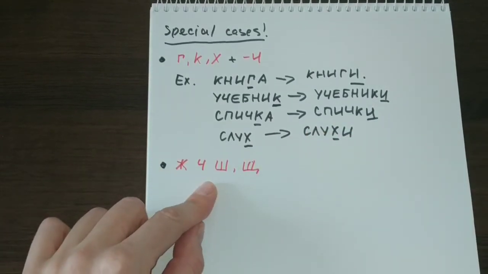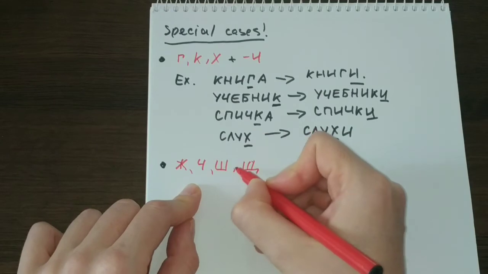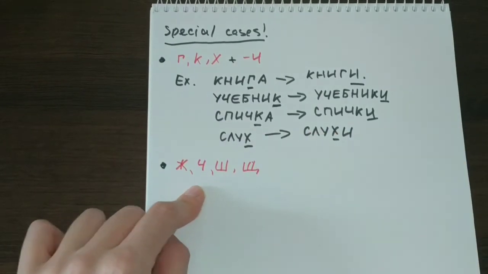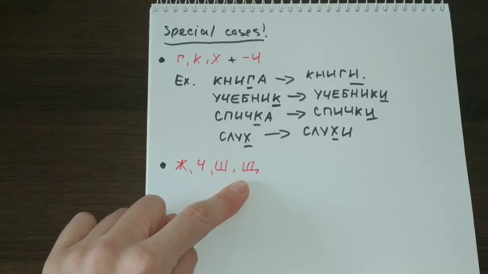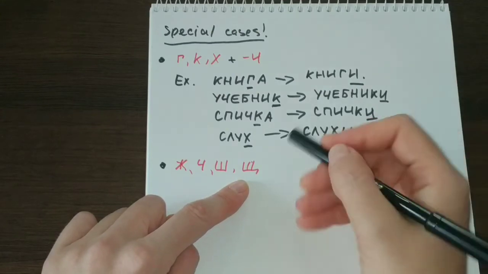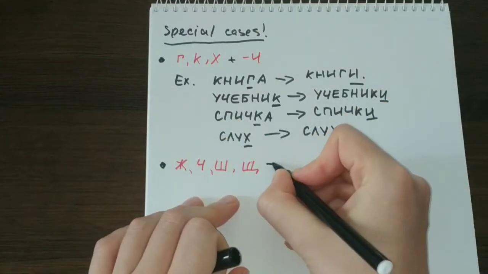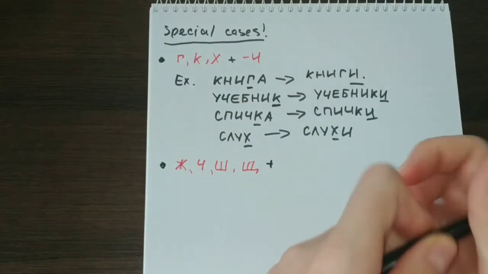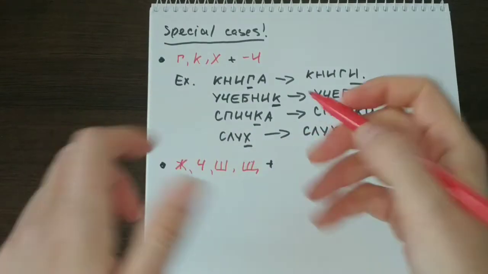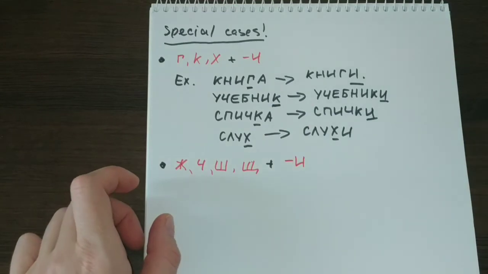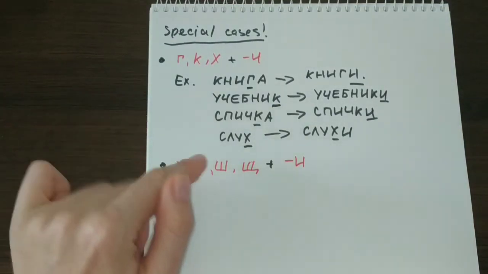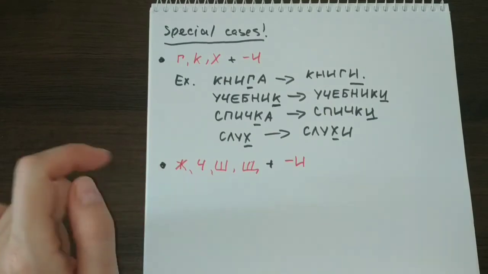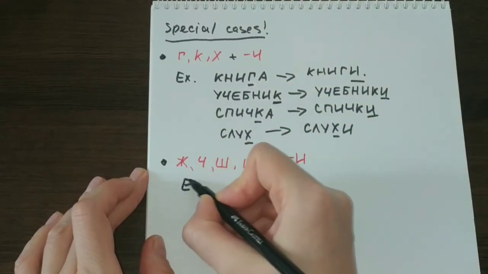So in this case, if the last consonant of a noun is either zh, ch, sh, or shch, its plural form is also made by adding the E ending. So it actually is basically the same rule, but we have these different consonants here. So let us see the examples for it.